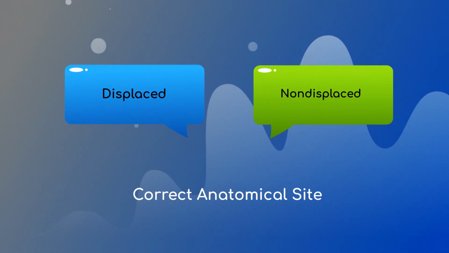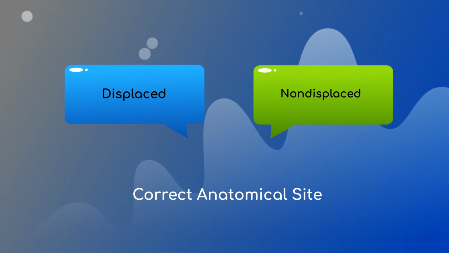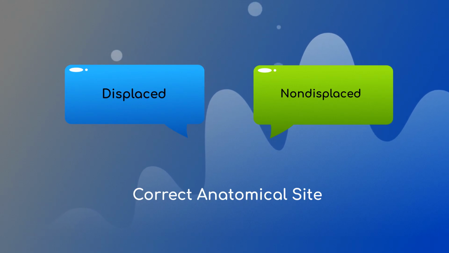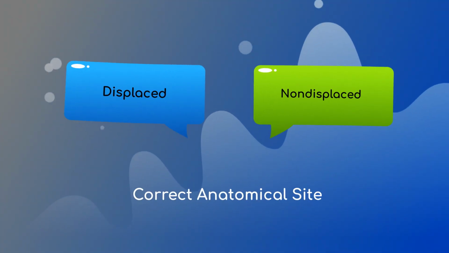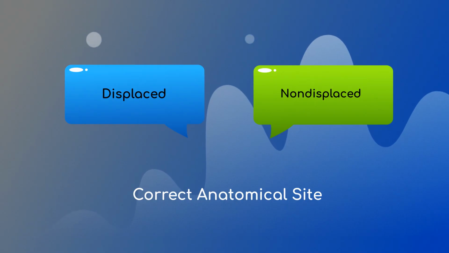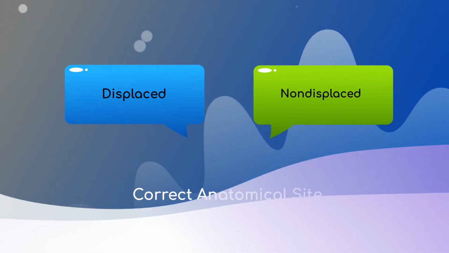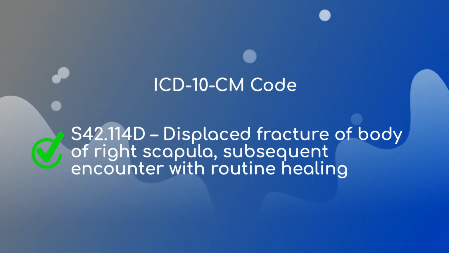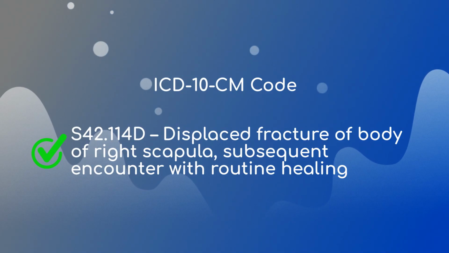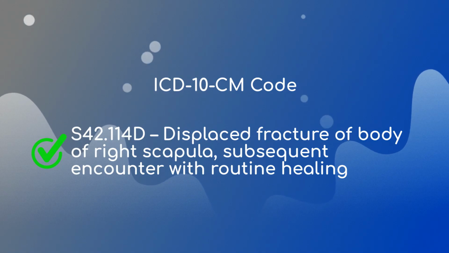There is no documentation indicating whether the fracture is displaced or non-displaced. Per ICD-10-CM official guidelines section I.C.19.C, if displacement is not specified, we must code it as displaced by default. This is a follow-up exam, so we use the 7th character D for subsequent encounter during routine healing. The most appropriate ICD-10-CM code is S42.114D, displaced fracture of body of right scapula, subsequent encounter for fracture with routine healing.